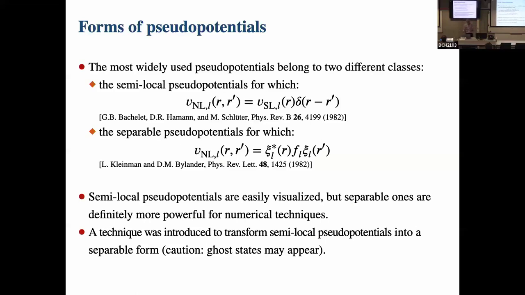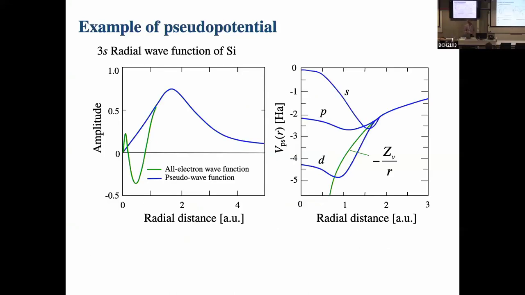One just needs to be careful that when you do this transformation, fictitious eigenvalues can appear, called ghost states, and one needs to pay attention to that. But again, the website that does that for you, as I was mentioning, is the Pseudo Dojo. So basically the idea is that you are replacing the wave function that, as I was mentioning, was oscillating close to the core radius by something which is smooth. The all-electron wave function is the green one, and the smoothed version is the blue one that you see here.